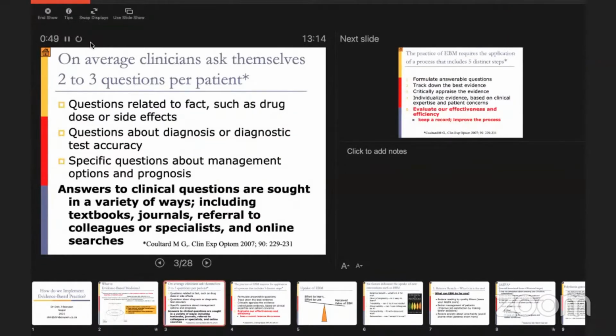So on average, if you think about clinicians, when they sit with a patient and they have to make some decisions for the patient, they normally have about 2 to 3 questions per patient that they ask. The first one is related to what type of drugs you're going to use, what's the dose, what's the side effects. Then questions about your diagnosis or the diagnostic test accuracy, and specific questions about management options and prognosis. All of these answers to the clinical questions are sought in a variety of ways, which includes your textbook, as I said, journals, referring to colleagues or specialists, or online searches.